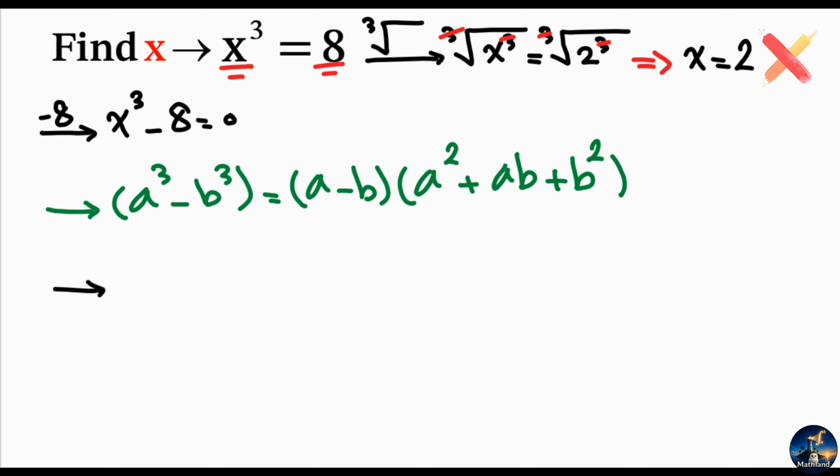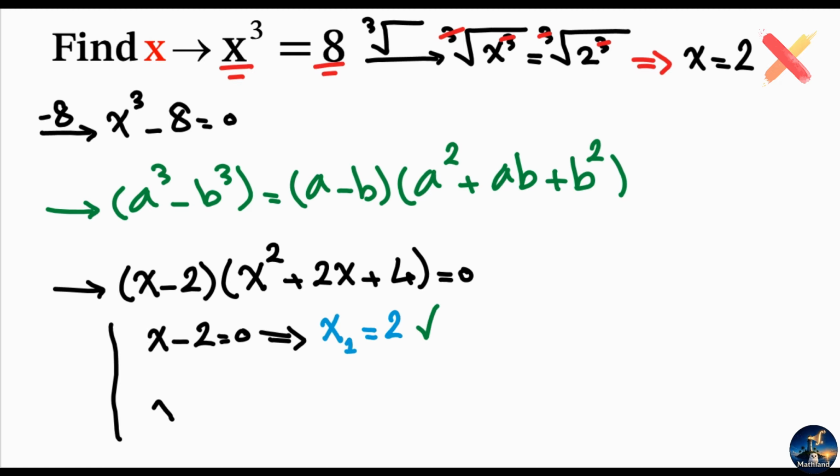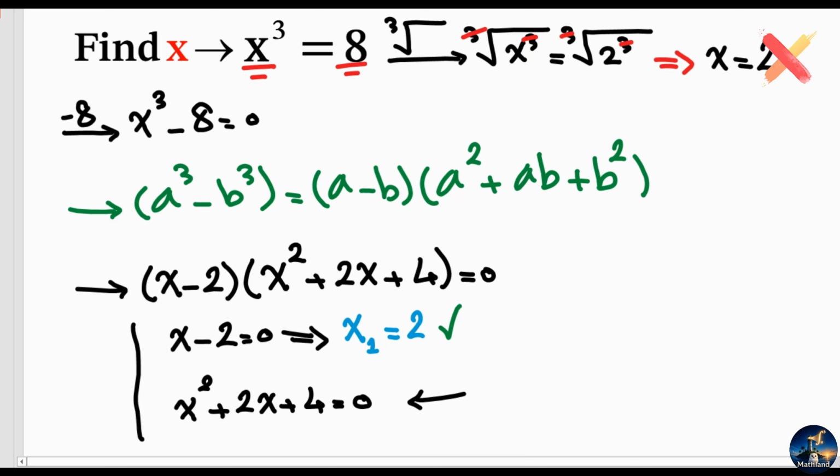Then for our equation, we can write x minus 2 times x squared plus 2 times x plus 2 squared, that is 4. Now, we set each factor equal to 0. x minus 2 equals 0. Then we get x1 equals 2. That's our first solution. Let's set the other factor equal to 0. x squared plus 2 times x plus 4 equals 0. Let's find the other solutions from this quadratic equation on the next page.